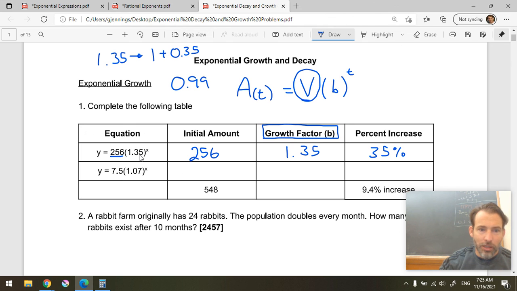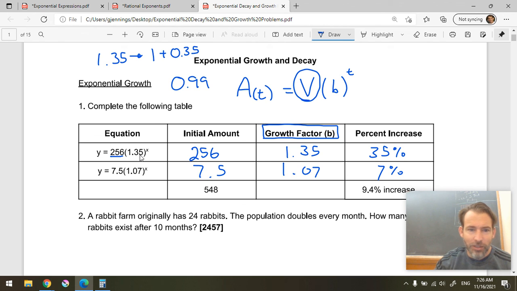Okay, here this one, here the percent increase is only 7%. Okay, because 0.07. Growth factor 1.07, and the initial value is 7.5. Maybe a car is worth $7.5 thousand, and every year it's becoming more valuable. It's some kind of strange antique car that's only worth $7.5 thousand.